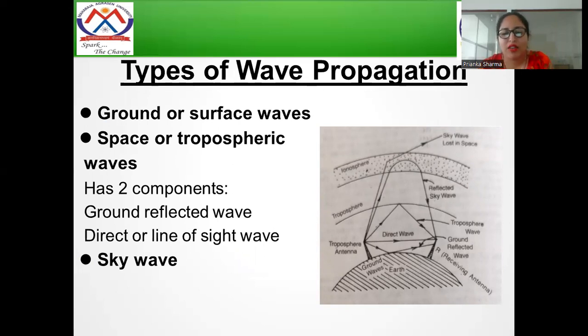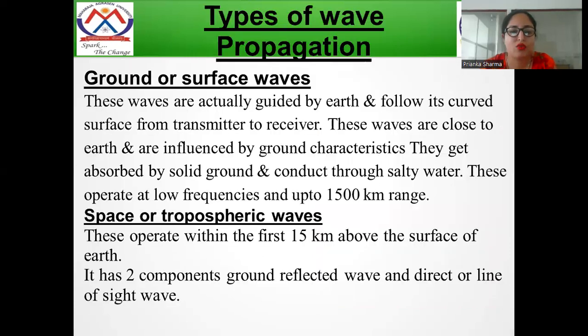Here you can see the ground reflected wave, the direct wave, the tropospheric wave, and the reflected sky wave also. So we'll briefly discuss all these types of propagation now. The first is ground or surface waves. These waves are guided by the earth and follow its curvature from transmitter to the receiver. These waves are affected by the earth and are influenced by the ground characteristics. They get absorbed by the solid ground and conduct through the salty water. These operate at low frequencies and up to 1500 kilometers range.